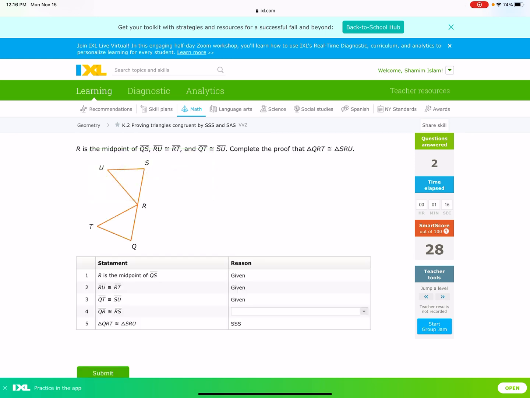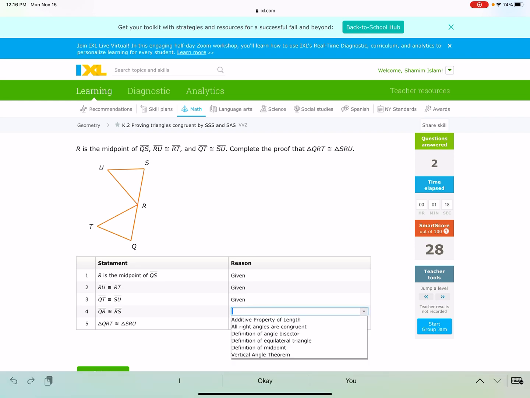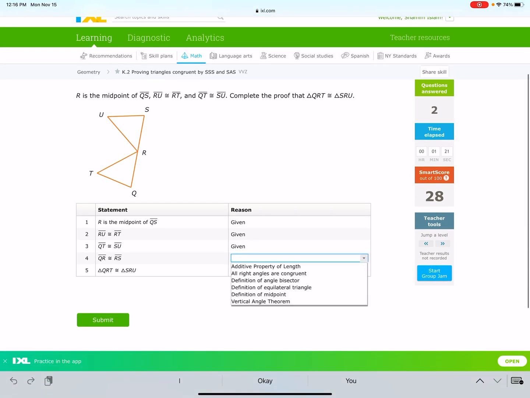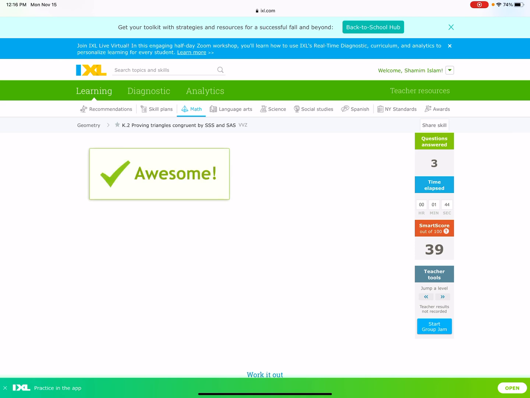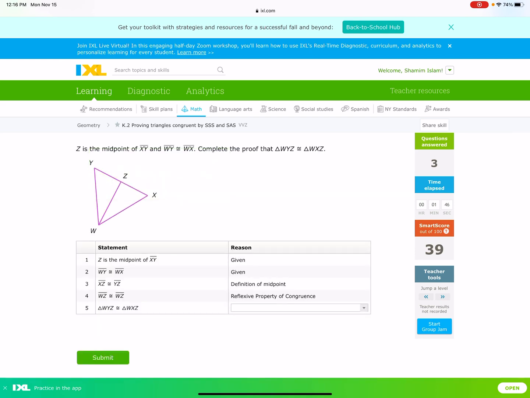Again, by looking at it, you can say side, side, side. Now you see here you'll have to mention the reason. QRST. Why do you say that? If you look, R is the midpoint of QS, that means it has divided into congruent sides RQ and RS. So that should be the definition of midpoint. So I would say definition of midpoint and SSS. Okay, so if you practice this way, you'll be really good at doing that. That's why I want you to practice with that, and I think you'll be good.